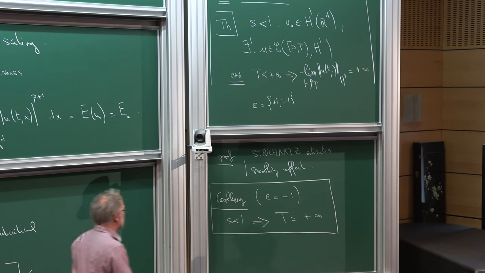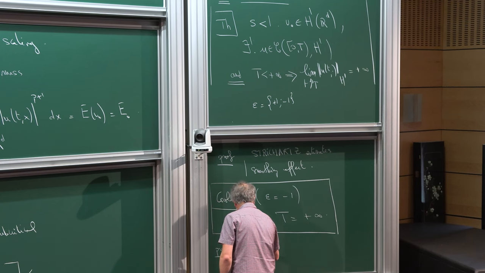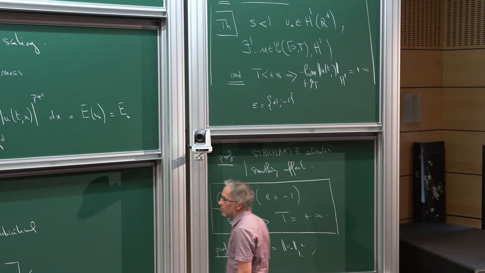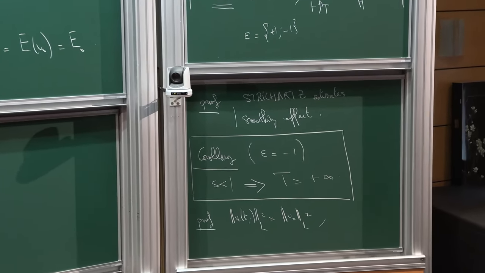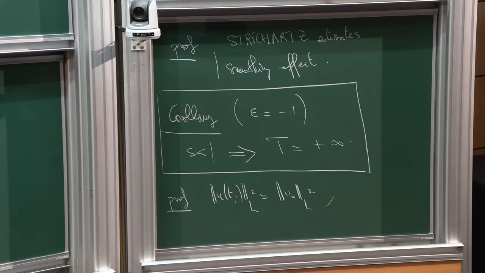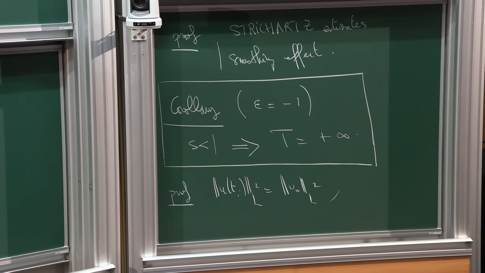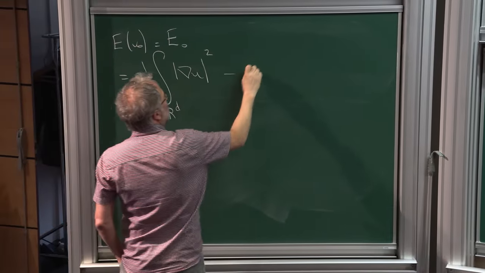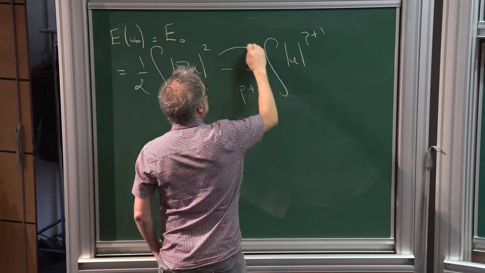Why? Simply because the proof is simply that the L2 norm is equal to the L2 norm of data. It's conserved, and the energy is conserved. The energy of data, so E naught, is equal to the energy of the full solution, minus epsilon over p plus 1 of u to the p plus 1. And of course, this is plus 1.